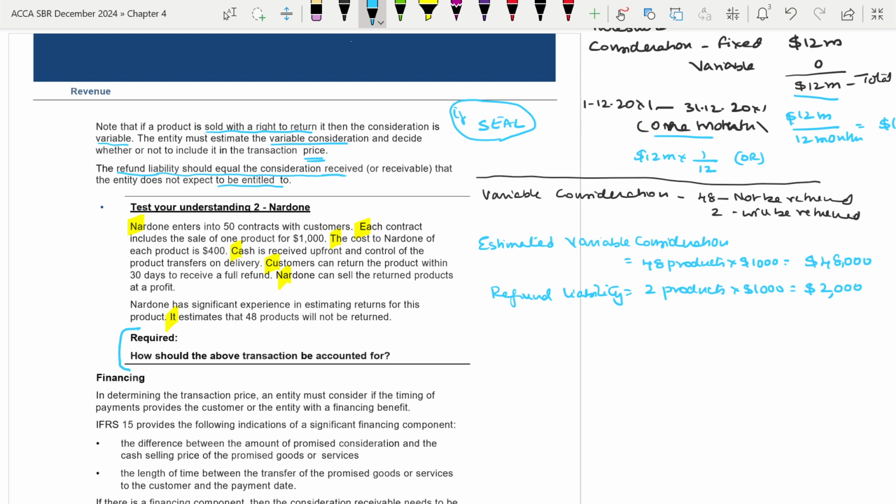Refund means we have to recognize what? We have to recognize estimated variable consideration. The estimated variable consideration is 48,000. Refund liability is going to be 2,000. Are you clear about this? Yes.